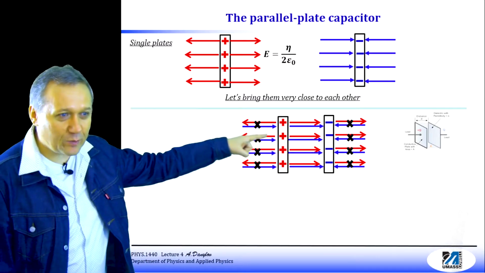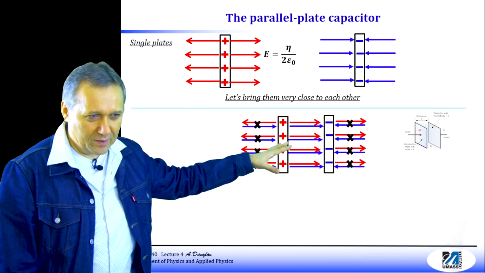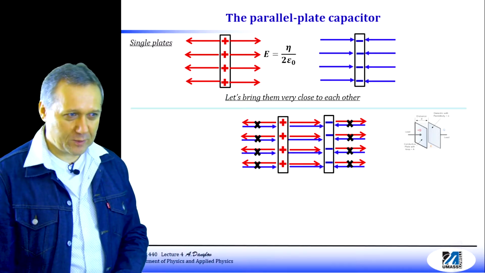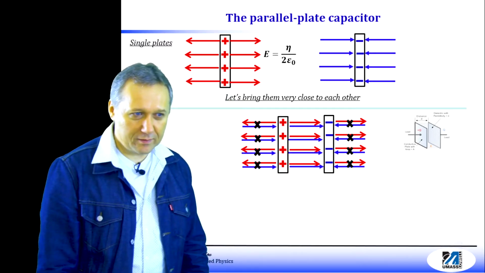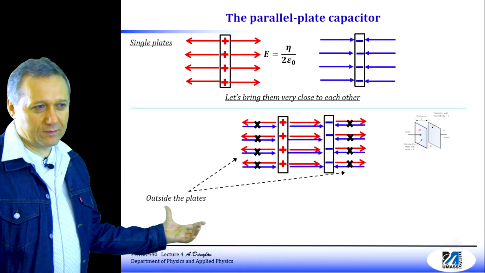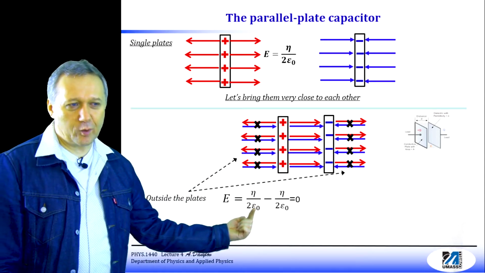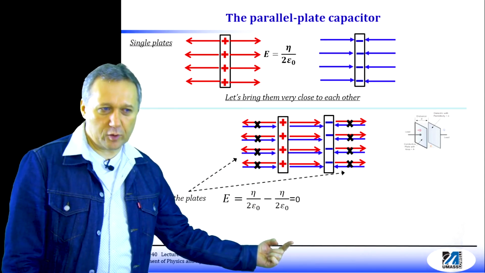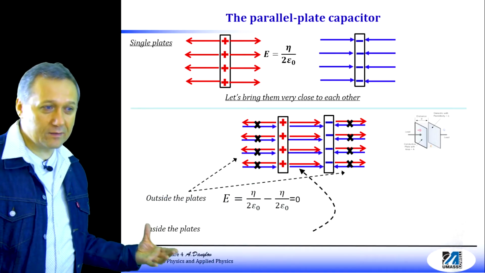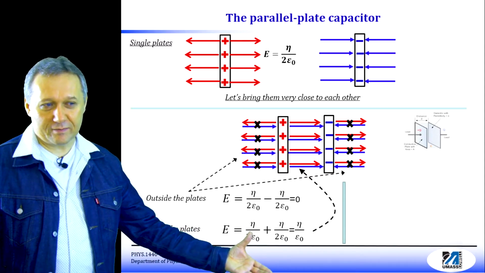But inside of the plate, inside of this system, of course, these two fields add up, right? So the electric field will be doubled. Okay, so outside, just mathematically, why am I getting 0? Of course it will be just eta over 2 epsilon naught minus eta over 2 epsilon naught. It gives us 0. That's what we have outside of the system. But inside, they add up. So inside will be with a plus.